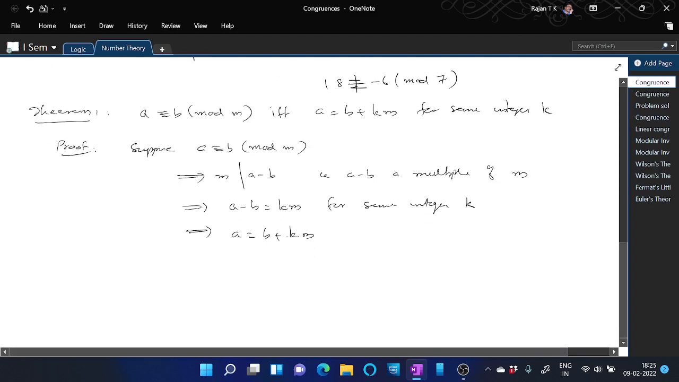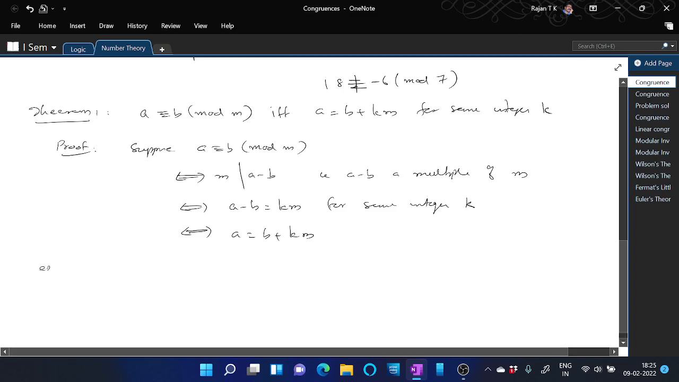Suppose a is equal to b plus km, then a minus b is km. m divides a minus b. As per the definition, a is congruent to b mod m. So, this is an if and only if condition. Whenever a is congruent to b mod m, this a you can write as b plus km for some integer k.